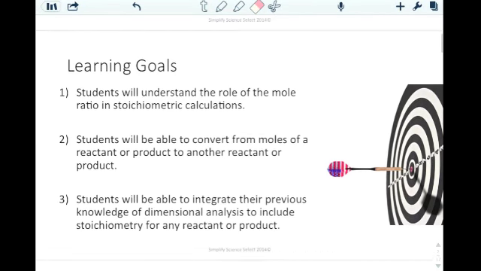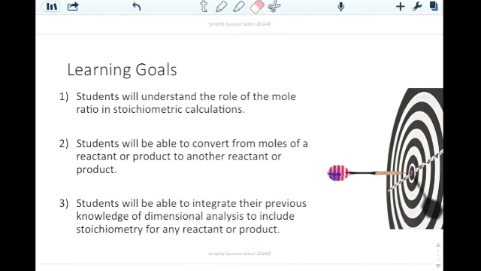What we're trying to accomplish in this are the learning goals that we have. Students will understand the role of the mole ratio. It's a huge concept in stoichiometry. It's what we've been building up to, the mole ratio in stoichiometric calculations.